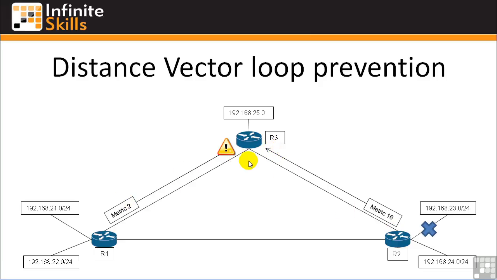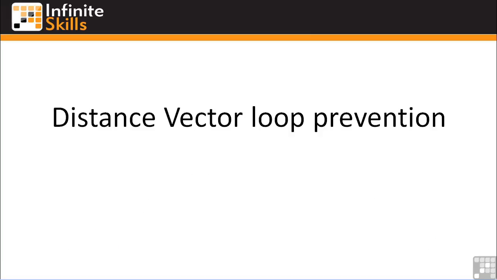And that gives router 2 time to send the metric 16 route out to router 1, at which point router 1 says, oh, well, I guess that route really is poisoned, and then begins advertising a metric 16 route of its own for this network. So that's it in a nutshell. That concludes our discussion of distance vector loop prevention technologies.